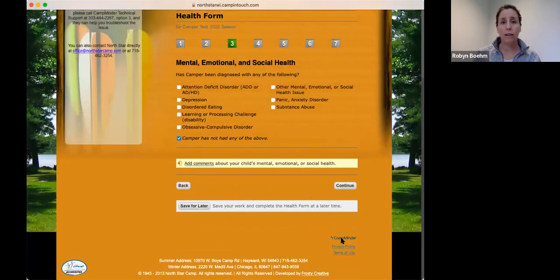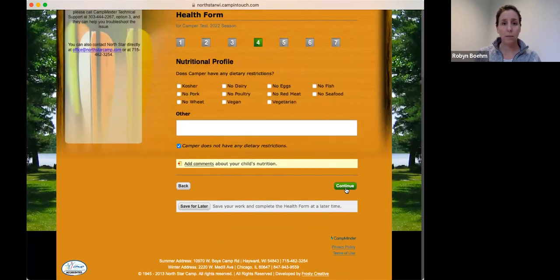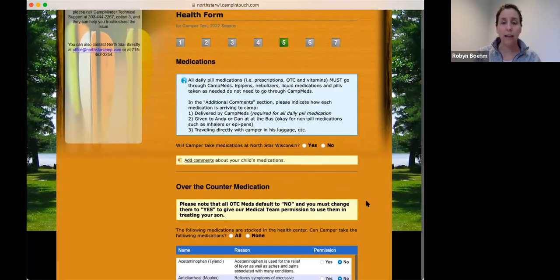I'm going to walk through quickly and point out specifically one thing with the health history form, and that's when it comes to medications at camp. I often get a lot of questions about medications at camp, and so want to walk you through some of the specifics and how we do that here at camp. For any child that's taking a daily pill medication, it can be prescription or over the counter, but if it falls into the category of a daily pill medication, it does need to go through our partner called Campmeds.